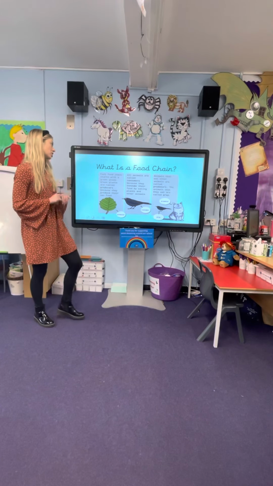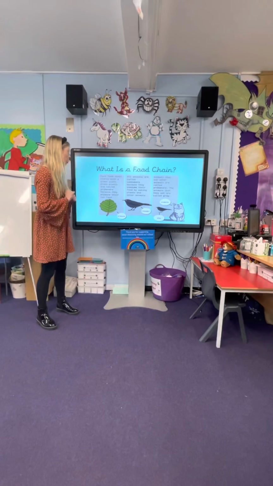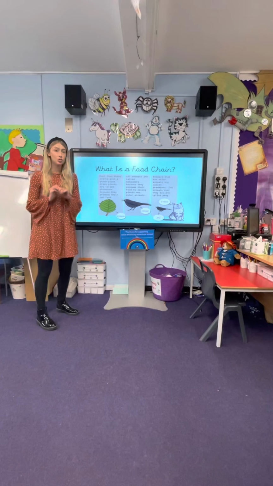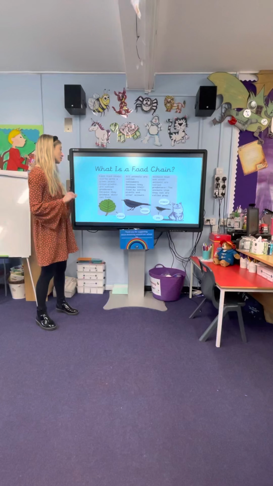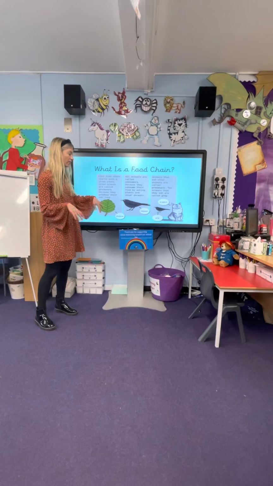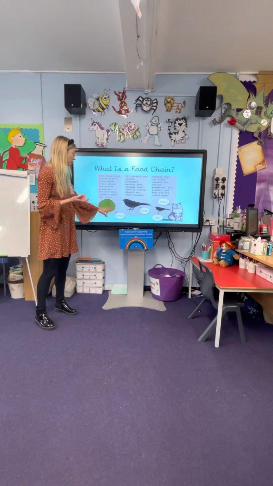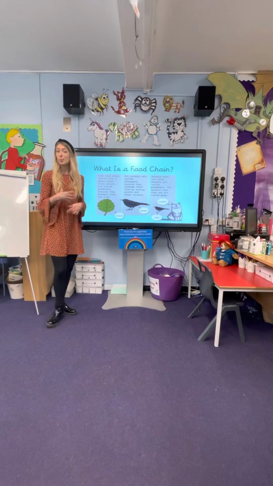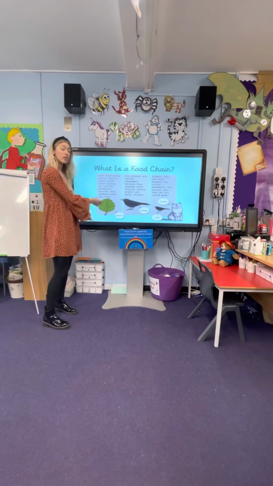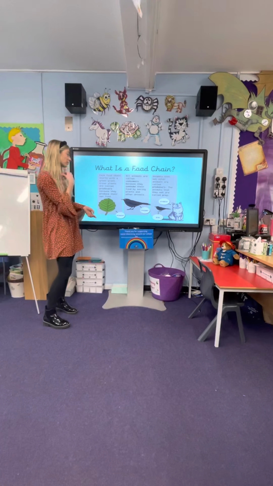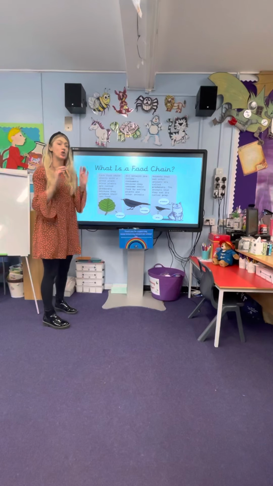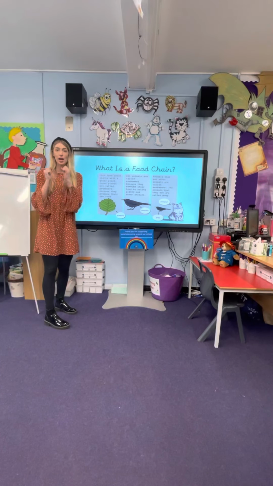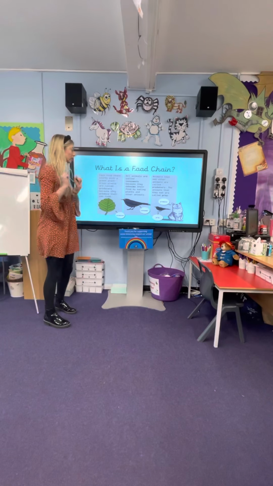So each food chain starts with a green plant. Green plants are called producers, okay? Because they produce their own food. So they use sunlight and they produce their own food. So we've got a green leaf, produces its own food. So it doesn't rely on anything else for its food, just the sunlight. And that's why it's a producer. So think about that producer, it produces the rest of the food chain, okay?